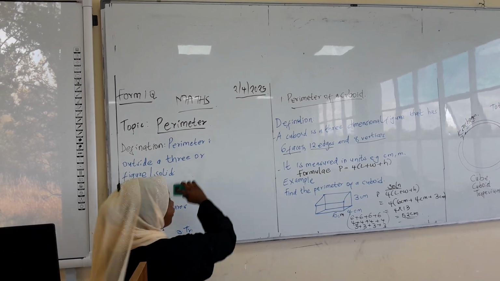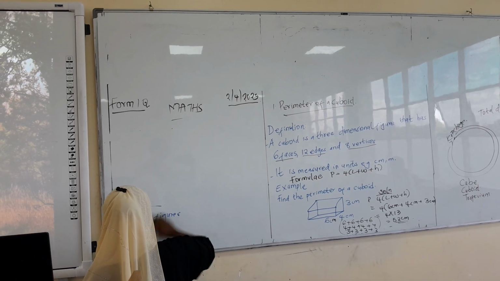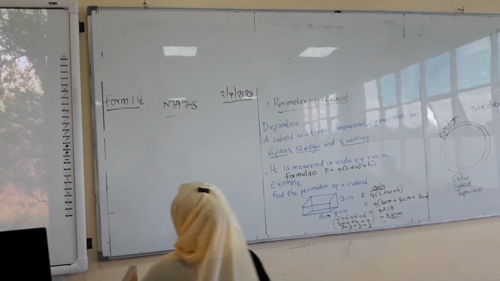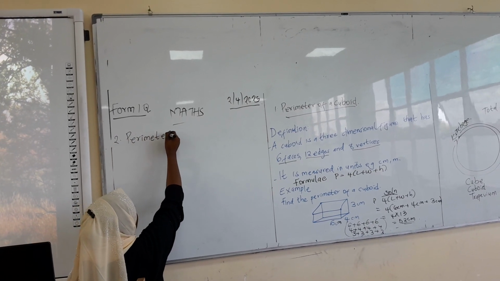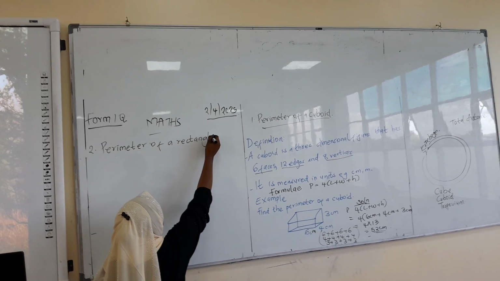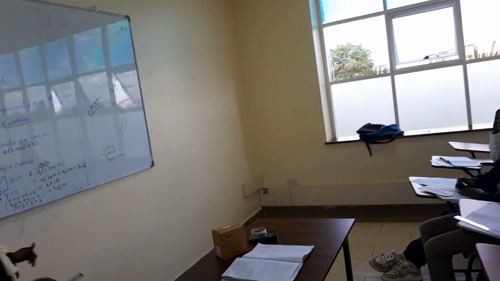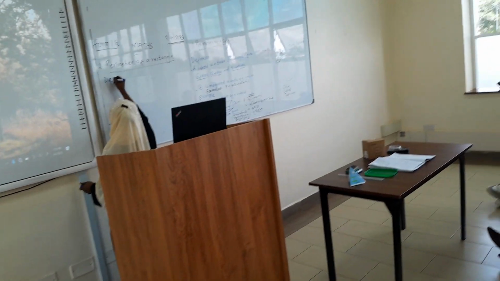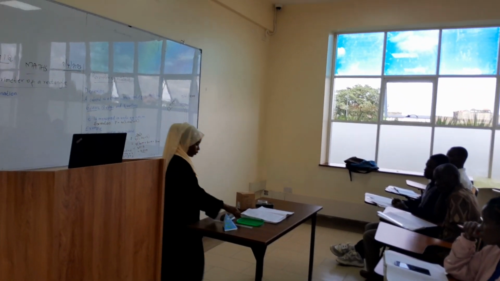Let's take a look at the next one. Have you finished copying? Yes, because we are moving at the same pace. Don't want to leave anyone behind. Okay? So the second one is perimeter of a rectangle. Define the perimeter of a rectangle. Just a moment. I show you this first. You can give me the definition from here.